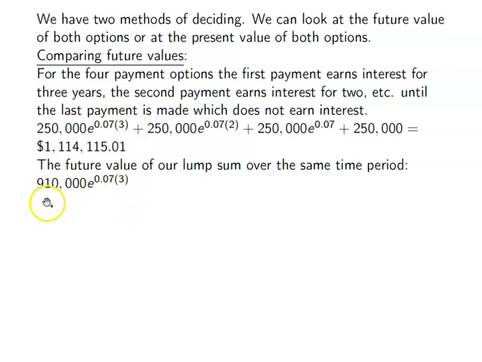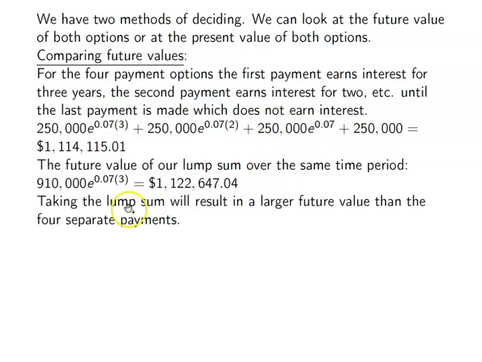Okay, so for 3 years, that comes out to actually more than I would get if I were to get the four separate amounts. So by comparing future values, my lump sum in this case could potentially earn me more; it is worth more to me than four spread out payments of equal value. Taking the lump sum will result in a larger future value than four separate payments. That's how I found this out, by looking at the future values.